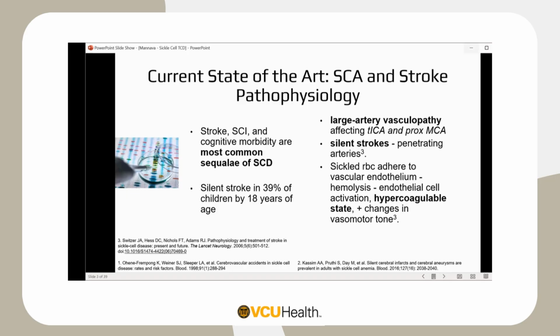In terms of discussing the current state of the art of sickle cell and stroke pathophysiology, we know that stroke, silent cerebral ischemia, and cognitive morbidity are very common sequelae of sickle cell. In 39% of children by the age of 18, silent stroke can occur. One of the distinguishing differences in pediatric ultrasound is that sickle cell patients suffer from large artery vasculopathy, and they can also have silent strokes. They can also have other mechanisms like hemolysis, hypercoagulable changes, sickling of the RBCs, and changes in vasomotor tone, all of which can impact their stroke care.